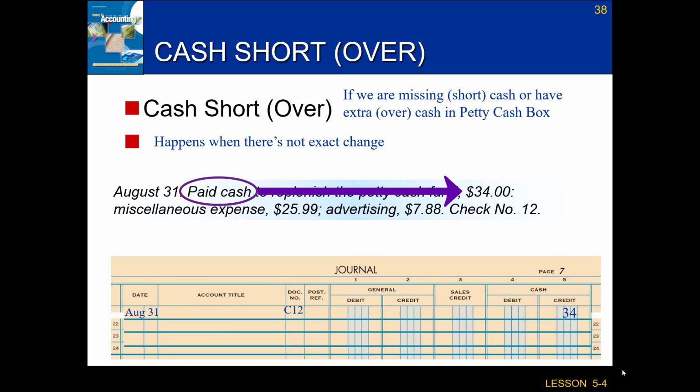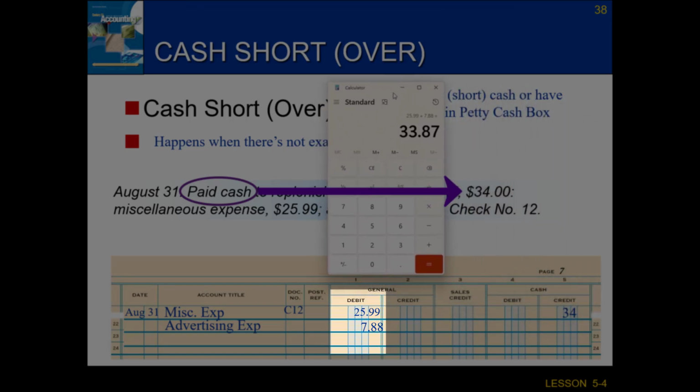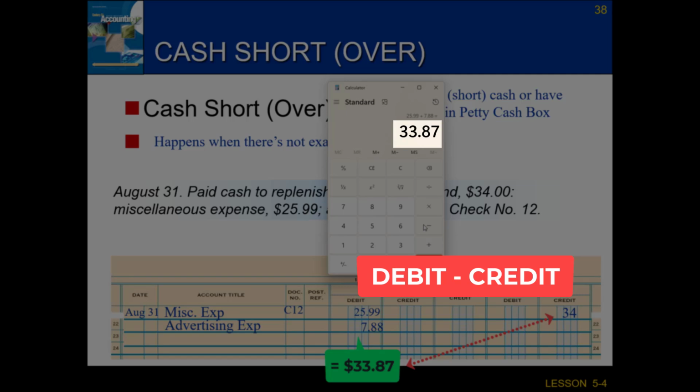And so our first debit was this miscellaneous expense of $25.99. And our second debit was the advertising expense of $7.88. And again, if we add the $25.99 plus $7.88, this debit column is $33.87. That does not equal $34. And so we have not balanced our transaction. So technically, if I take $33.87 and I subtract $34, that means I am missing 13 cents.